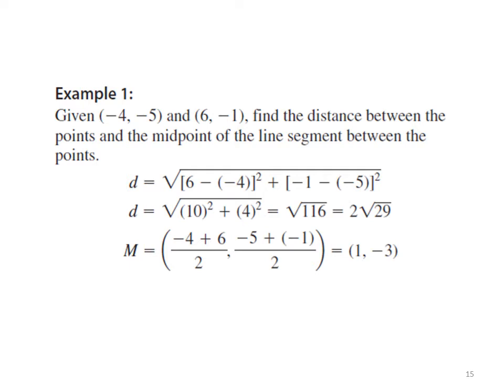The midpoint, starting with the x coordinate, take the sum of the 2 x coordinates, -4 plus 6, divided by 2. That gives us the x coordinate. The y coordinate, add the 2 y coordinates, -5 plus -1, and divide it by 2. Simplify these numbers, you get 1 and -3. 1 and -3 is the midpoint of the line segment between the 2 points we started with.